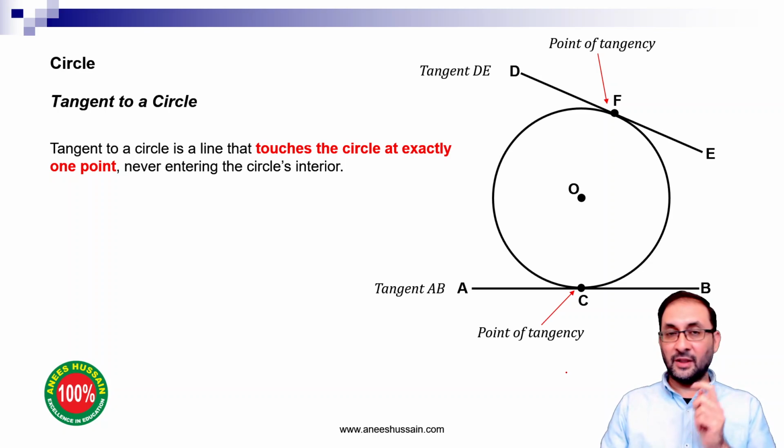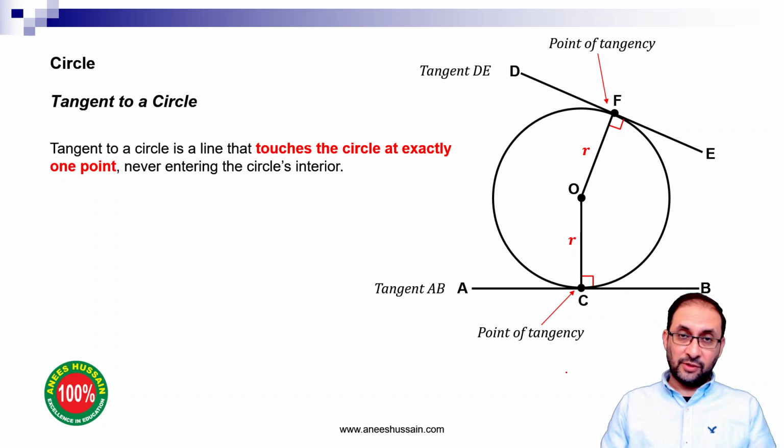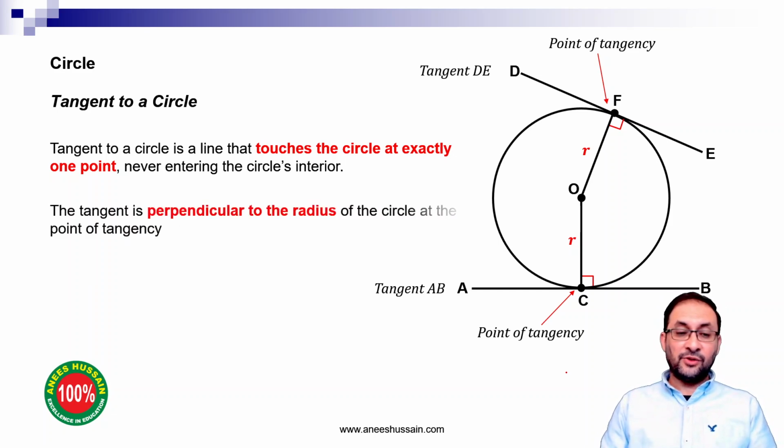Another important point to remember is that whenever you draw the radius from the center to the point of tangency, for example, line OC here or line OF here, the radius at that point is always perpendicular to the tangent. So remember that the tangent is perpendicular to the radius of the circle at the point of tangency.